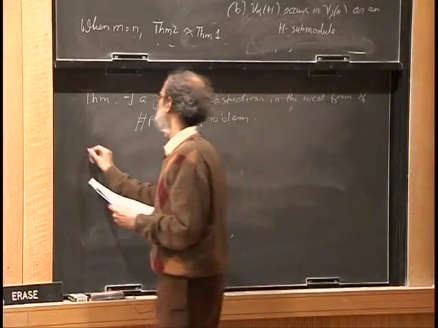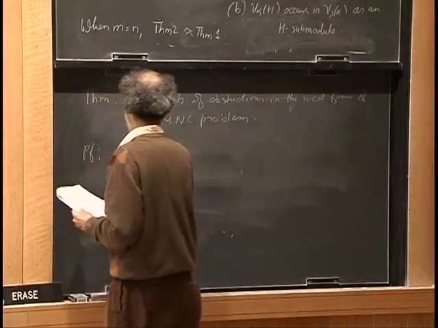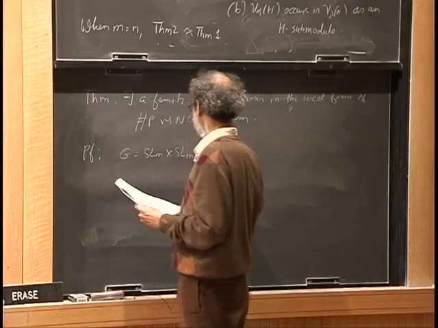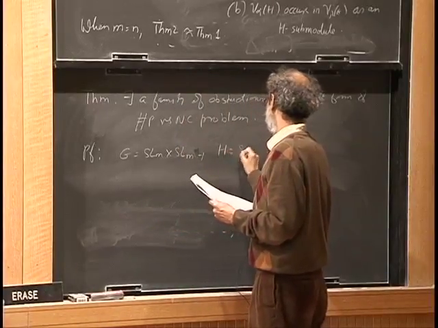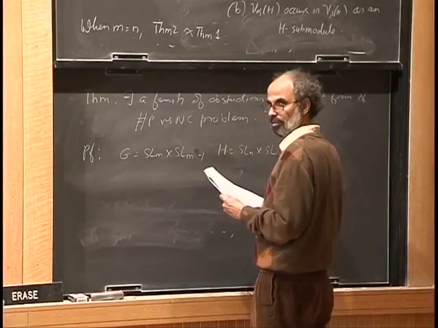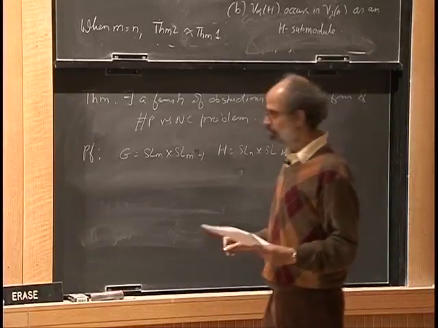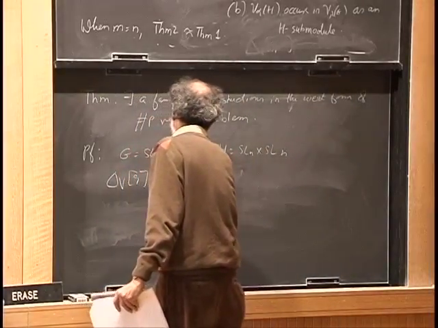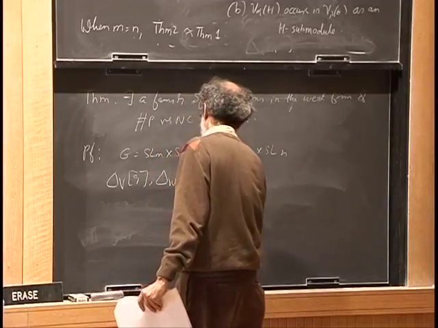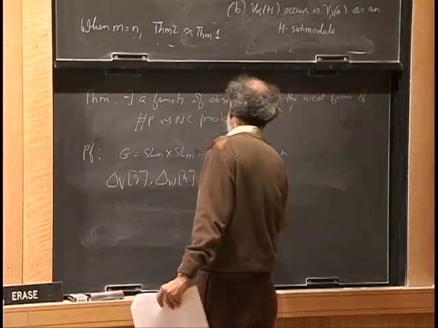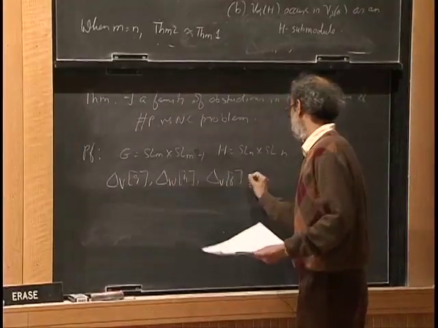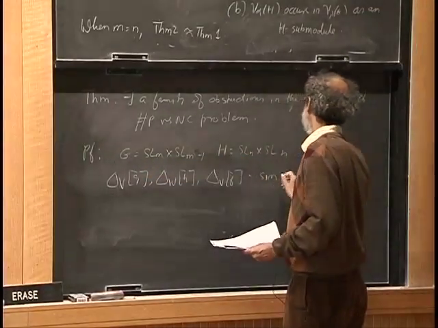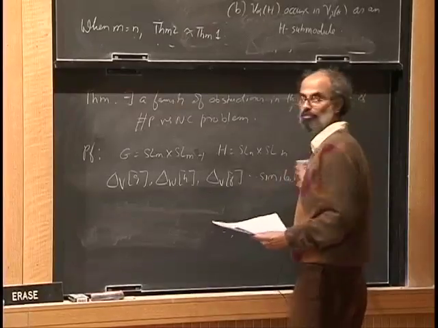Okay. So for the proof, now we are going to let G equal SLM cross SLM instead of SLM square, and now H is going to be SLN cross SLN. And then you define all these class varieties, delta Vg, delta Wh, delta Vf similarly. Just as before, taking this new G and this new H, the notion of obstructions is also defined similarly.